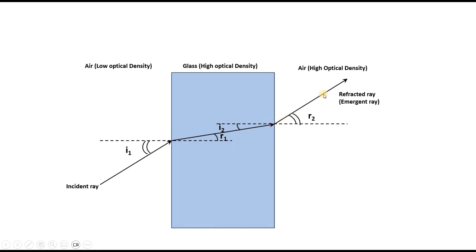Now this we actually call the emergent ray. It's a special name that we give to this refracted ray when it exits the second boundary. It's called the emergent ray. And an interesting thing to see maybe is that your first incident ray and this emergent ray are parallel to one another, and then this angle of incidence initially is equal in size to this final angle of refraction at the end.